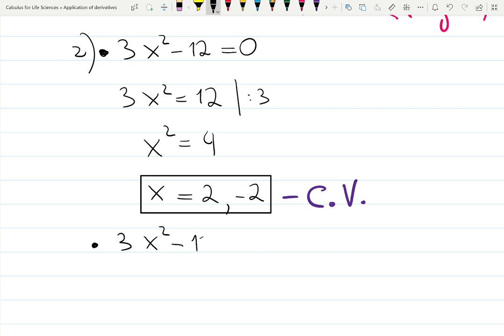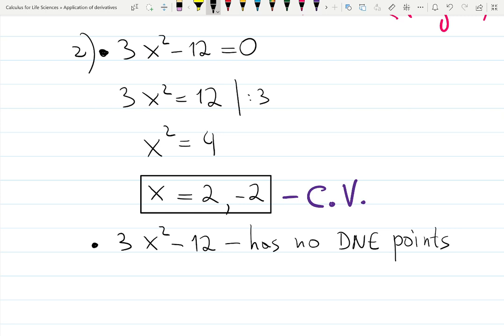3x squared minus 12 has no d and e points. So we only got critical values from the zeros, not from the d and e points. And we can just say polynomials are very nice smooth functions. They don't have gaps or asymptotes. Usually these are the d and e points. But when you work with fractions, then you will see also tangent function has d and e points and so on.